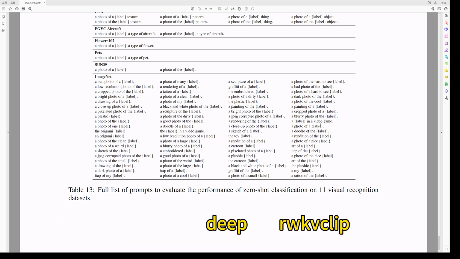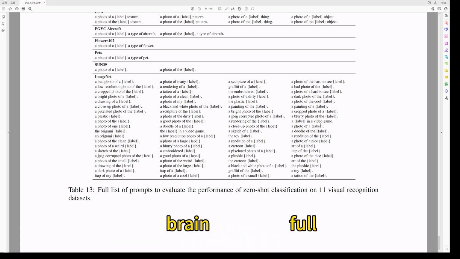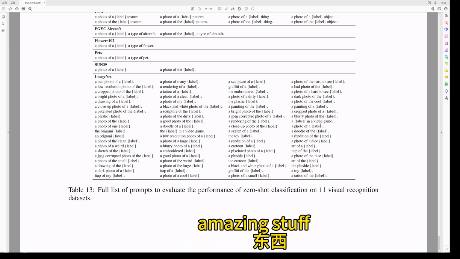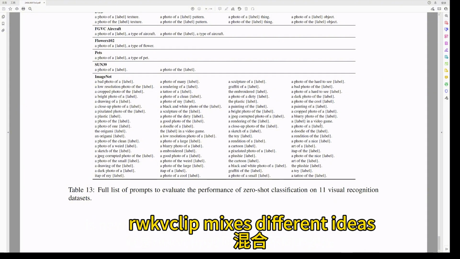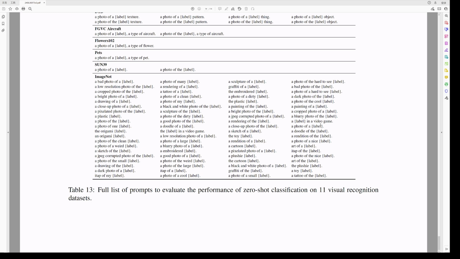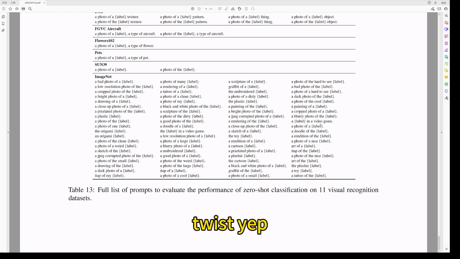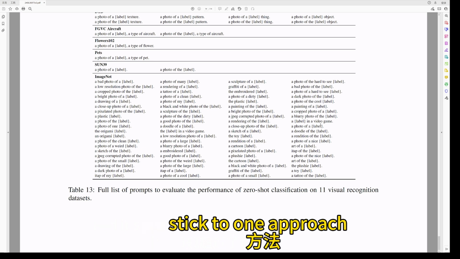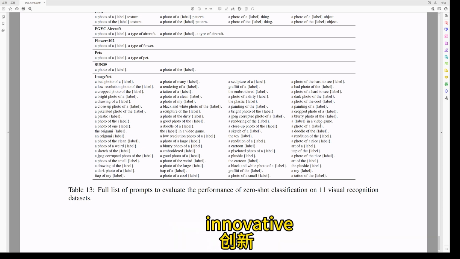Okay, so we've gone deep into RWKV-CLIP now. We have. From the big picture down to the nitty-gritty. My brain is definitely full. It's a lot to take in. But it's amazing stuff. One thing that really stands out to me is how RWKV-CLIP mixes different ideas. Right. It's like it's taking the best parts of transformers and RNNs and adding its own twist. And it's outperforming those models that just stick to one approach. It's a great example of how combining ideas can lead to something really innovative. And I bet we'll see a lot more of that in AI.